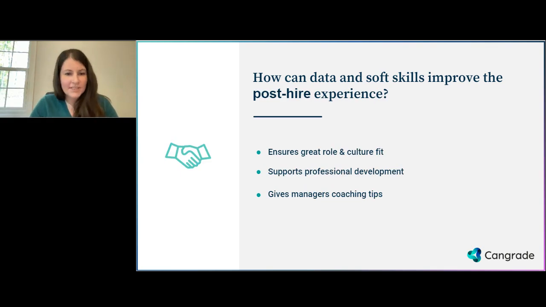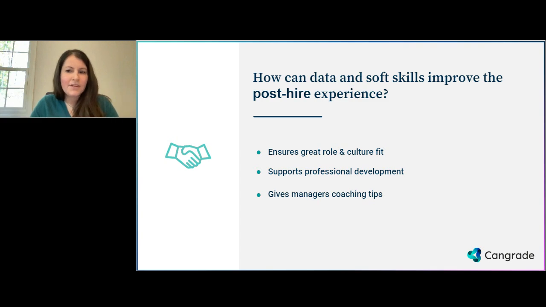What does that mean in terms of post-hire? So looking at those two critical components, data and soft skills, how does that improve your post-hire experience? Well, it ensures a great role and culture fit. It drives engagement. It makes people the right person for the job. And it supports professional development. One of the biggest drivers of engagement is really letting people know that their company cares about them. They want them to succeed. They want them to be coached and trained and developed so that they can stay with the company for a long time. And that's also seen with those manager coaching tips.